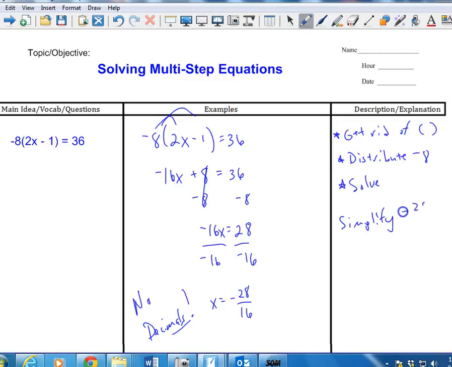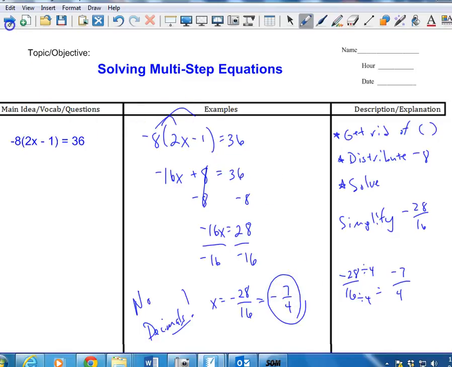To simplify negative 28 over 16, you just have to find the greatest common factor of 28 and 16, which is 4. We're going to divide out the 4 from the numerator and denominator. Boom, 28 divided by 4 is 7. 16 divided by 4 is 4. So the answer is negative 7 over 4. Hopefully that makes sense to you.